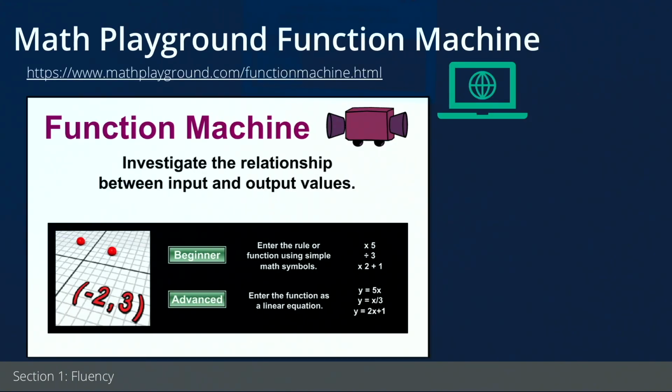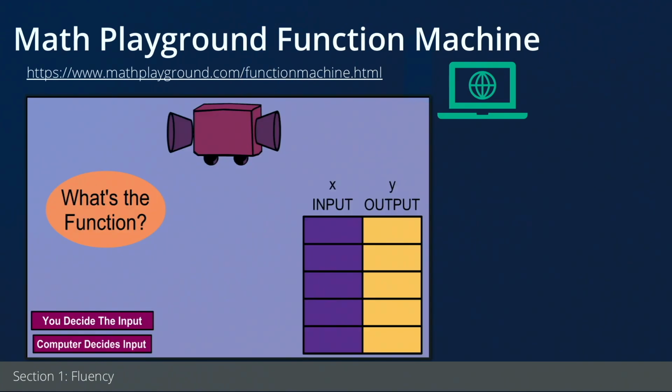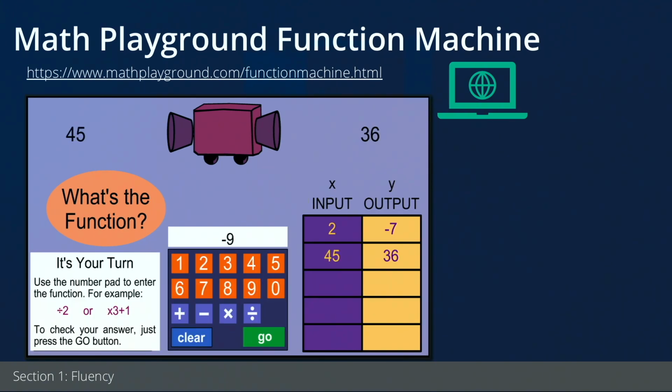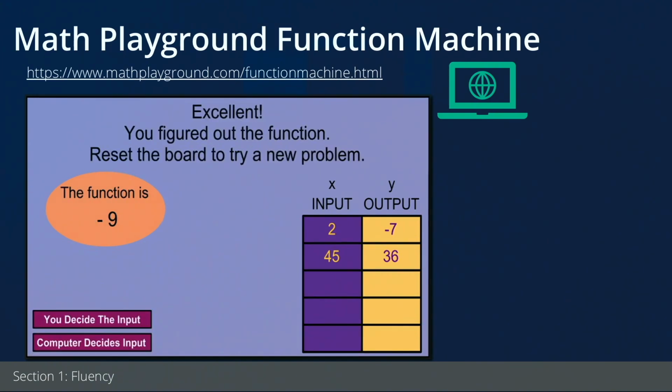There are online games that students might use to think about functions. Function machine is a very common way to talk about rules and functions. Here's one example of a function machine that students might be interested in playing with. Here's what it looks like. They have to figure out the function. What's the function between 2 and negative 7? Well, the input is 2, the output is negative 7, so then students have to decide that the function or the rule is negative 9, and then they can check it with other numbers of x and y.